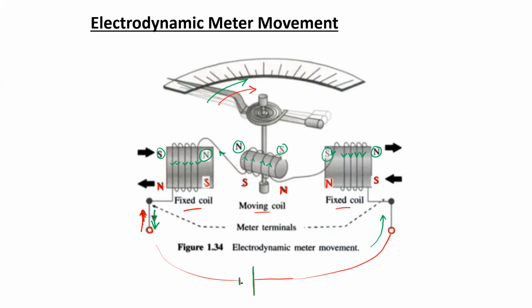So apart from a DC source, even if an AC source is connected, this sort of meter movement mechanism, without the help of any rectifier, can cause the pointer to move in only one direction, because the change of polarity or the change of current direction doesn't change the direction of movement of the pointer. So easily this sort of meter movement mechanism can be used for both DC source and AC source.